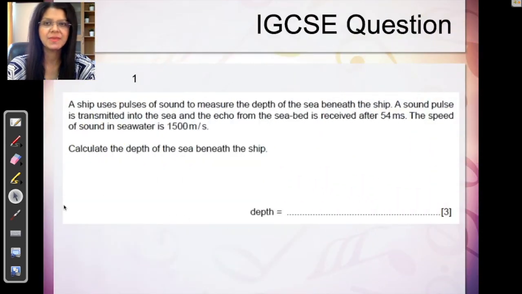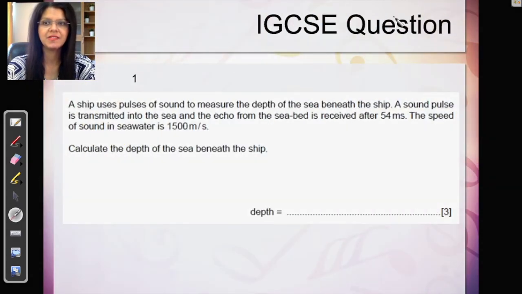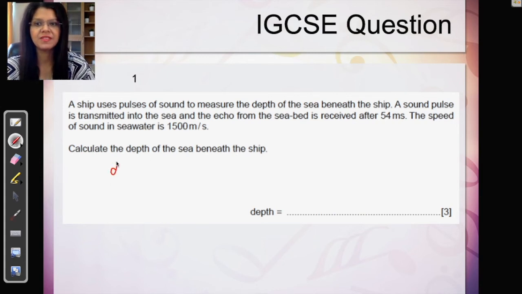So let us take up a past paper kind of a question, an IGCSE question. A ship uses pulse of sound to measure the depth of the sea beneath the ship. The sound pulse is transmitted into the sea, and the echo from the seabed is received after 54 milliseconds. The speed of the sound in the sea water is given to you. Calculate the depth of the sea beneath the ship. So if you remember the formula, you can directly use D is equal to half VT, half times the speed, which is 1500, times the time taken.